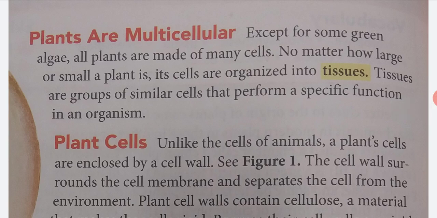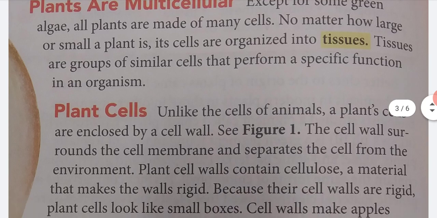Plants are multicellular. Except for some green algae, all plants are made of many cells. No matter how large or small a plant is, its cells are organized into tissues. Tissues are groups of similar cells that perform a specific function in an organism.